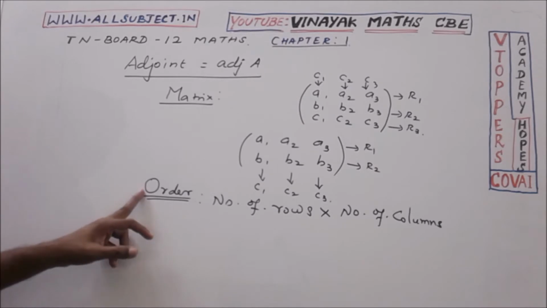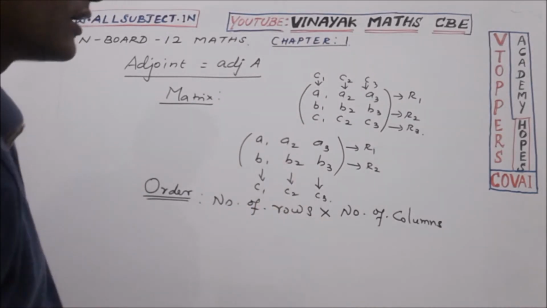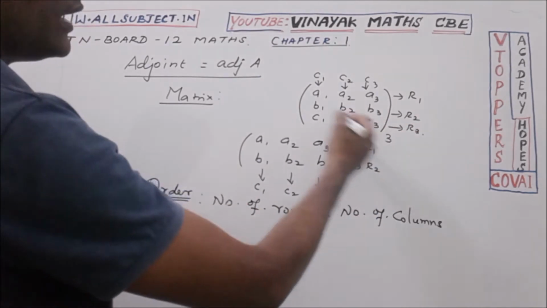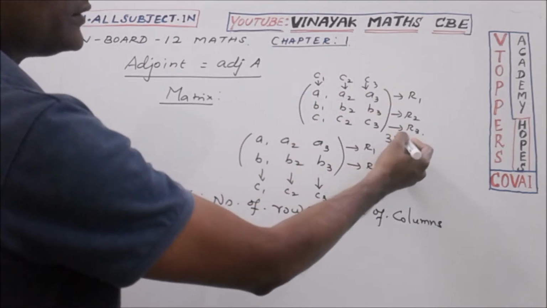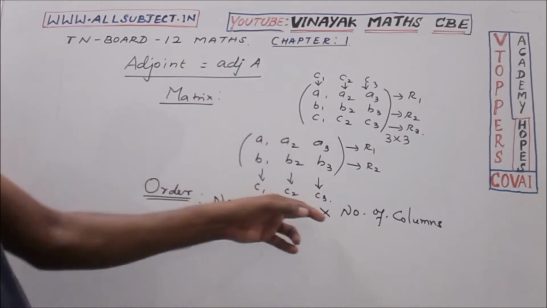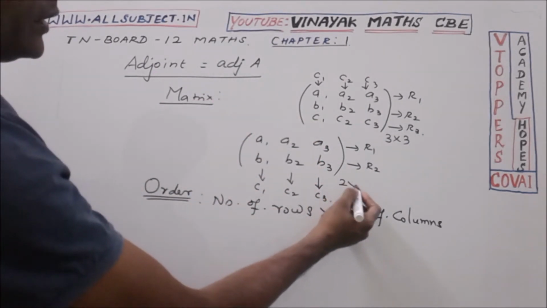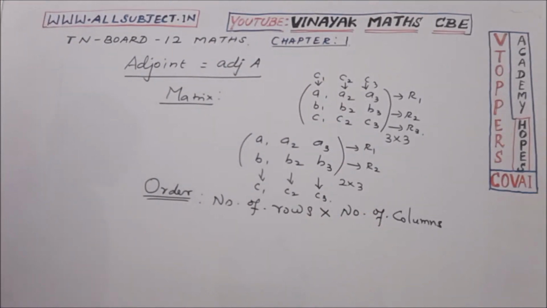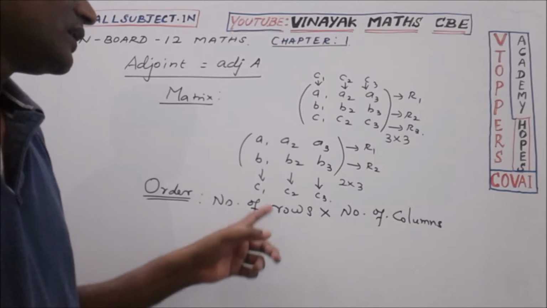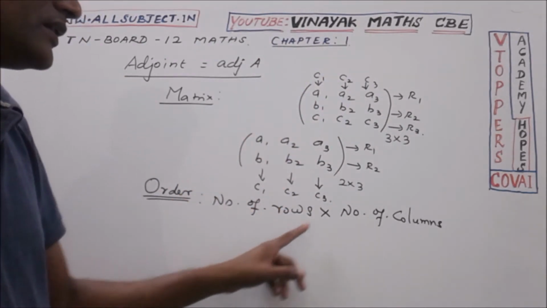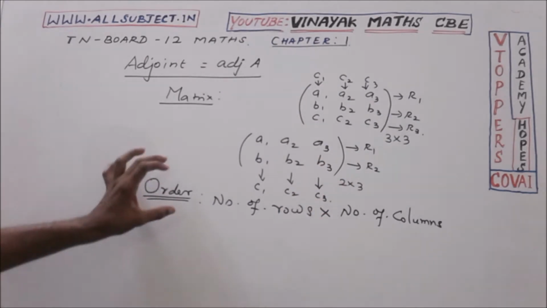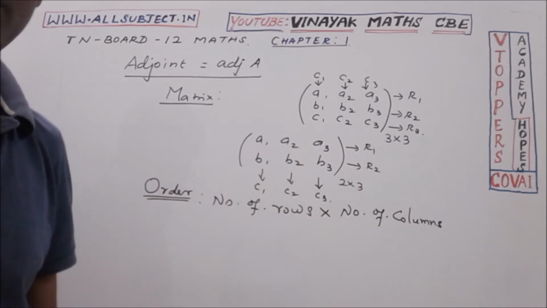That represents the order. For the first case, we have 3 rows and 3 columns, so 3 by 3 is the order. Here we have 2 rows and 3 columns, so 2 by 3 is the order. So when we go to the order, first count the number of rows and write it, then apply by, then count the number of columns. Order means nothing but number of rows by number of columns.